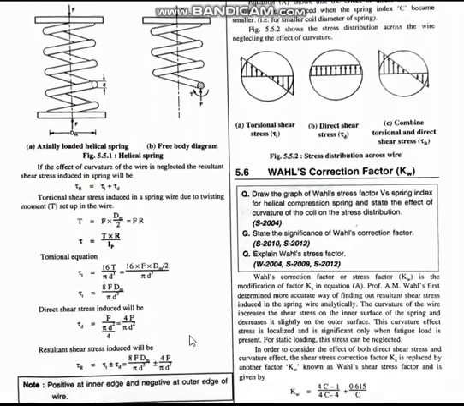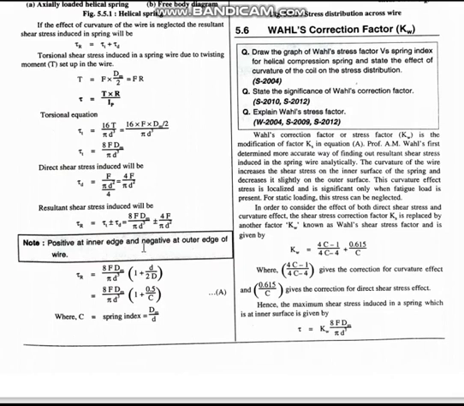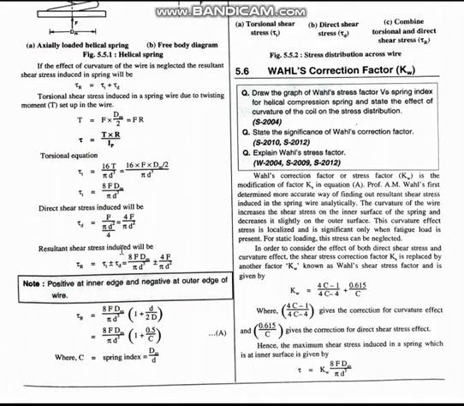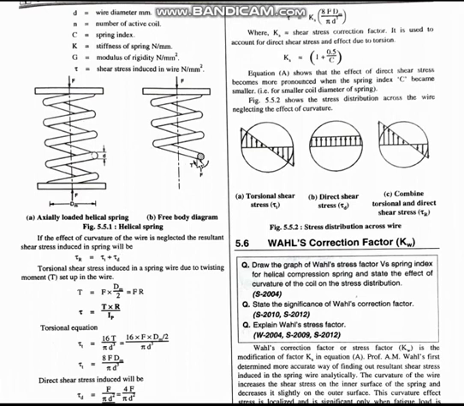Where did they say? Positive at the inner edge. This is the inner edge, this is the outer edge. Say you take this circle to be here. So more curvature, more torsional as well as direct shear will be at the inner edge, not at the outer edge. That means cracks will not start at the outside and propagate inside; they will start at the inside and propagate outside.